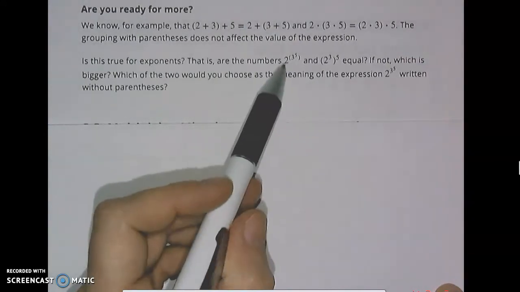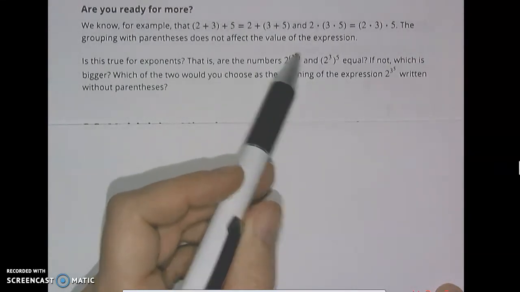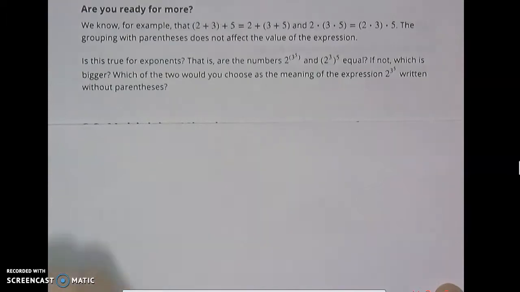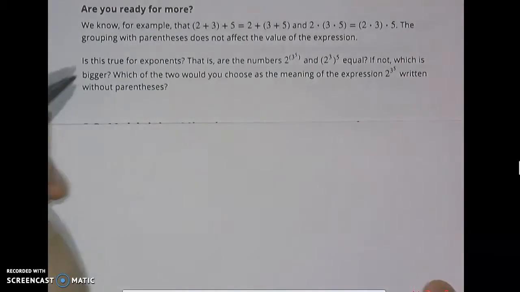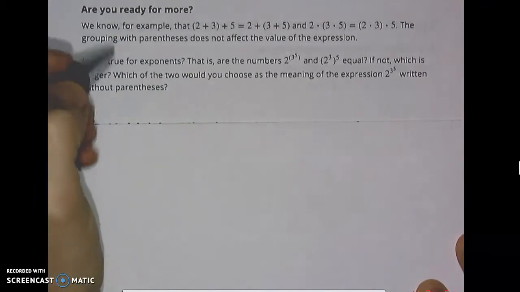So, if we have 2 to the 3 to the 5th and 2 to the 3rd to the 5th, are those two things equal? If not, we need to know which one is bigger. And which of those two would you choose as the meaning of the expression 2 to the 3 to the 5th written without parentheses? So let's just first start with figuring out what we've got going on.